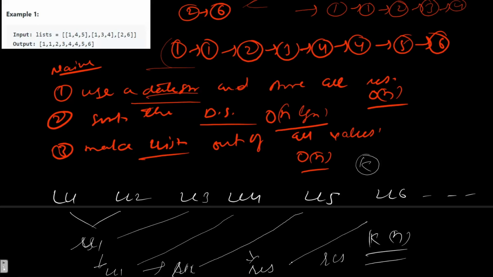Okay, so we have to do k times all the merging, and n is the total number of nodes. So this is going to take big O of k n. Though it is an optimized approach, better than the previous one, it is not the most optimized. So how can we solve this problem using the most optimized approach?